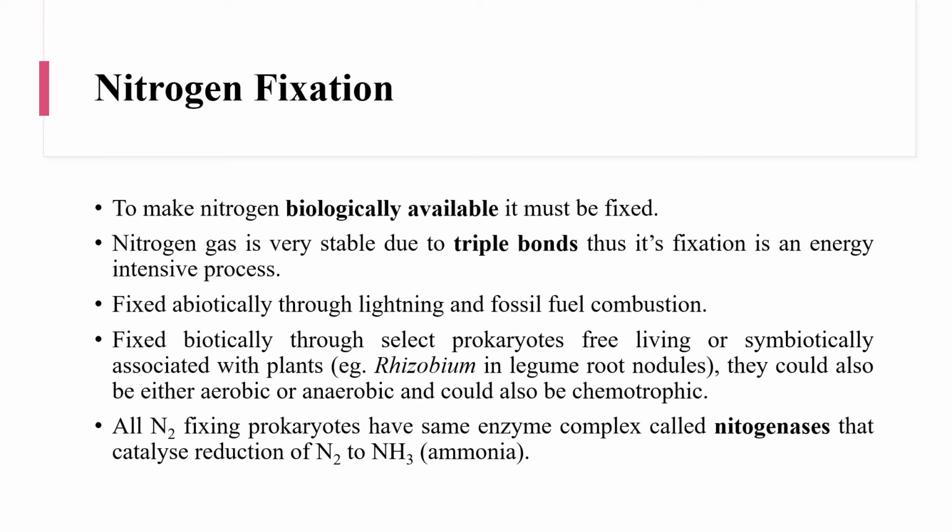They could also be aerobic or anaerobic and could even be chemotrophic. Chemotrophic organisms are those organisms which obtain their energy not through sunlight but through other inorganic molecules. But all of these prokaryotes have something in common, and that is an enzyme complex called nitrogenases. That is the main catalyzing source for reduction of nitrogen to ammonia.